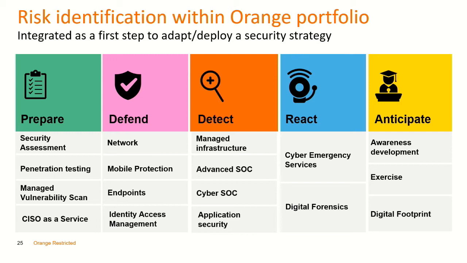And the last one is anticipation, which is inspired by the recovery part of the NIST framework. That is mainly focusing on employees with awareness development and exercises, because that can really be a plus for you to have employees aware of the cybersecurity risk and able to react in case an event is happening. And the last one is more related to threat intelligence, the digital footprint, which consists of being aware when your brand name or your domain name can be at risk, for example from a dark web perspective, thanks to continuous watch.